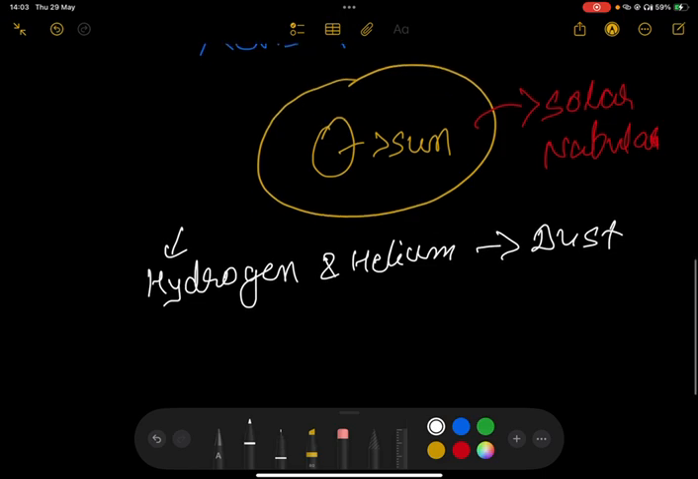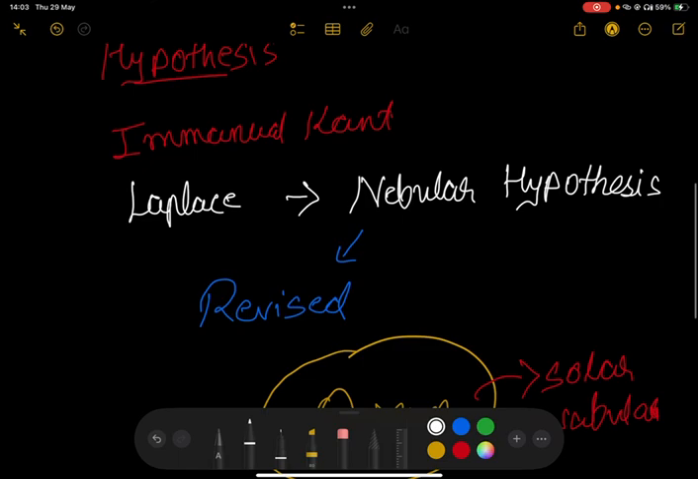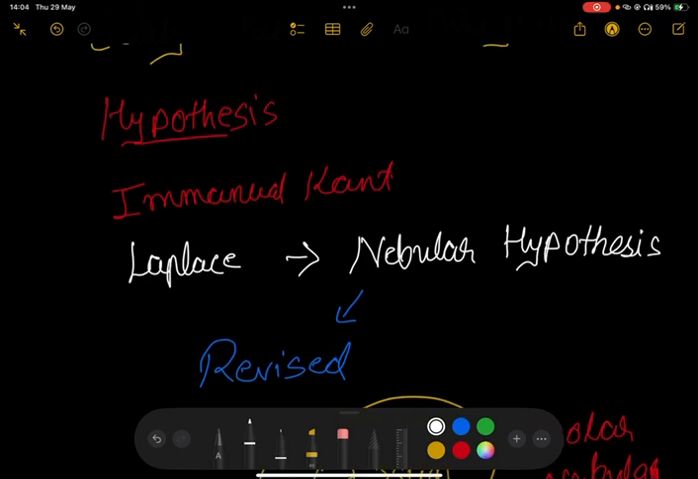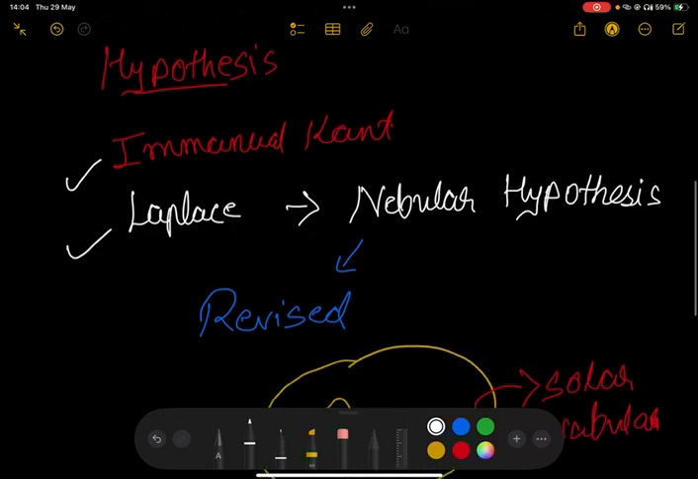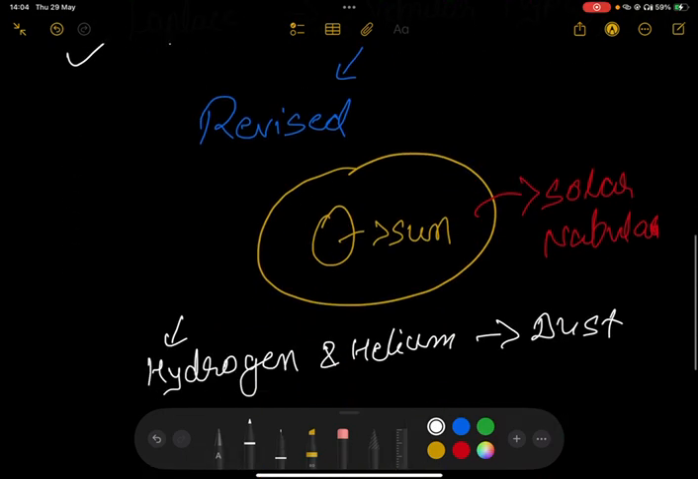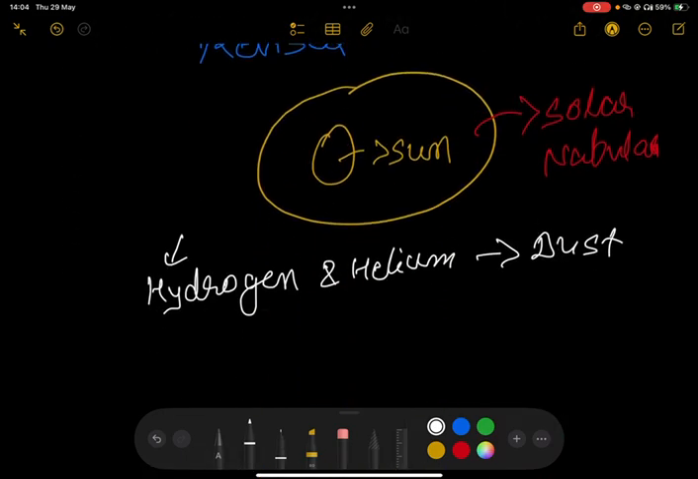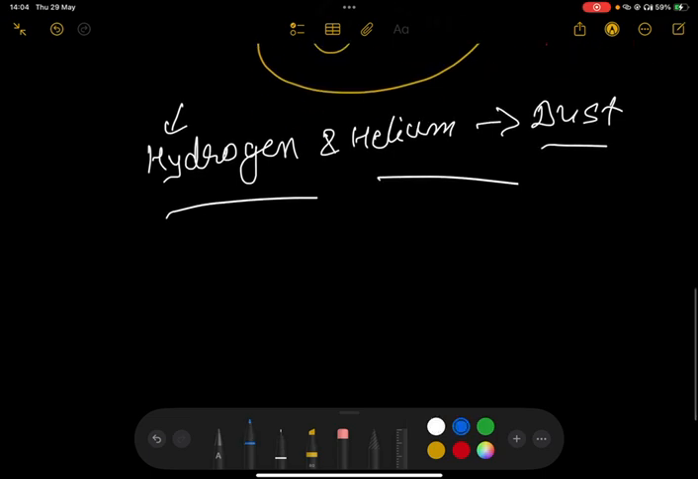So how the formation happened is not required, but the only thing to be remembered is Immanuel Kant who gave the first theory, then Laplace who gave the nebular hypothesis, and then again a revised nebular hypothesis in which there is a sun at the center and hydrogen and helium surrounding it, right? Then there is the topic of modern theories.